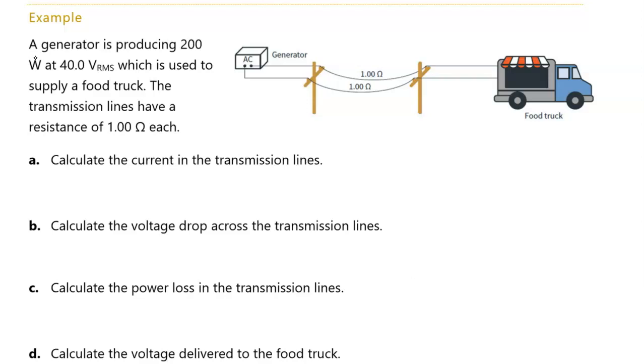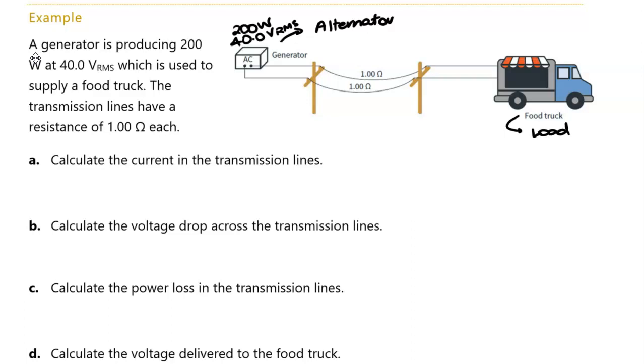It's an AC generator. We could also call that an alternator. That could be a petrol generator. Obviously, there's not someone hand cranking that in there. Now, it's producing 200 watts. And, oh, that's nice, 40.0 volts RMS. So they haven't given us a peak or a peak to peak. They've given us the RMS value. That's really nice. Which is used to supply a food truck. The food truck here is the load.